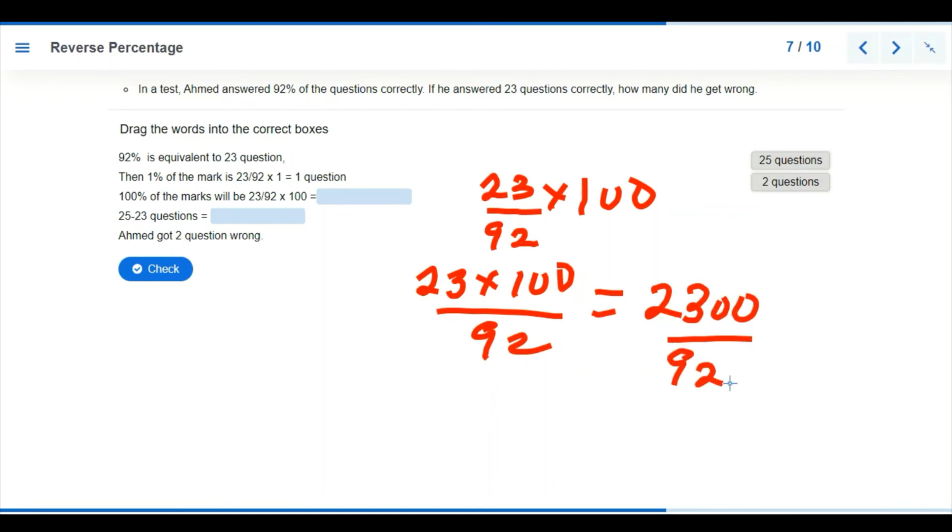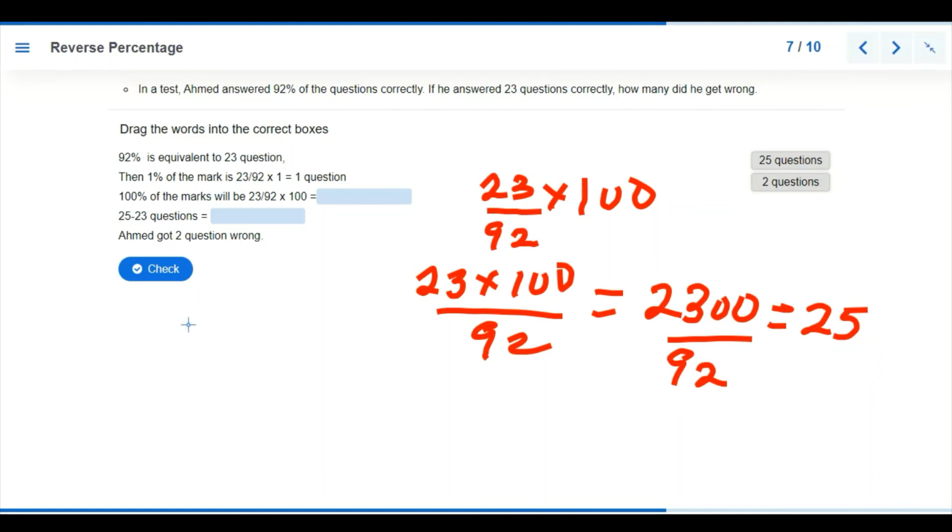2,300 over 92. By the time you divide this by 92, it's going to give us 25. So that implies that the total number of questions in that test is 25 questions. Now we want to know the amount that Ahmed answered correctly and the ones he got wrong. We have been told that he answered 23 questions correctly. So let's deduct 23 from the total number of questions, which is 25.